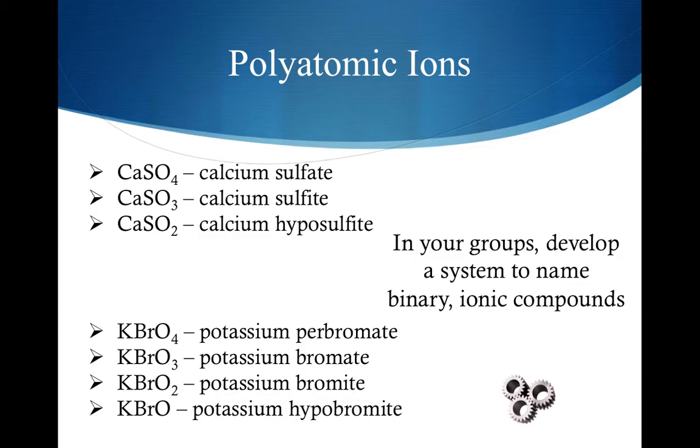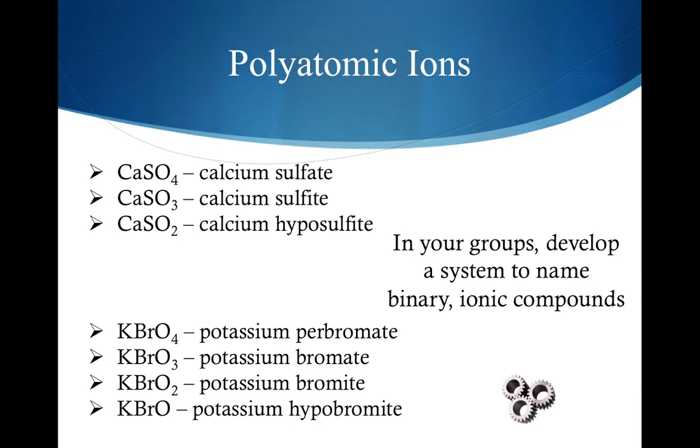What's one oxygen less than BrO3? Well, that's BrO2. That's the bromite. So what's one oxygen less than SO4? That's SO3. That's the sulfite. So you notice there's a commonality in the suffixes, right? Ate becomes ite as you decrease by one, and then it becomes hypo-ite when you decrease by another one.